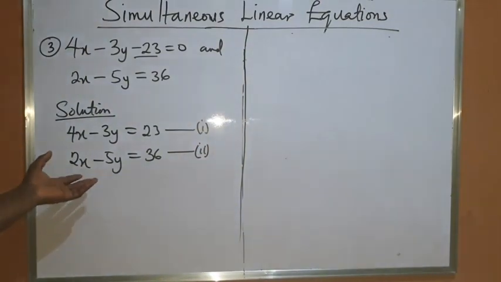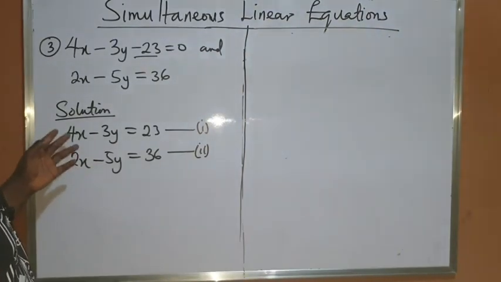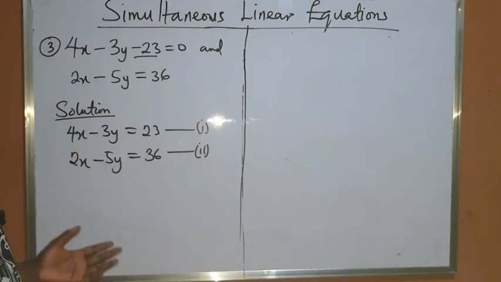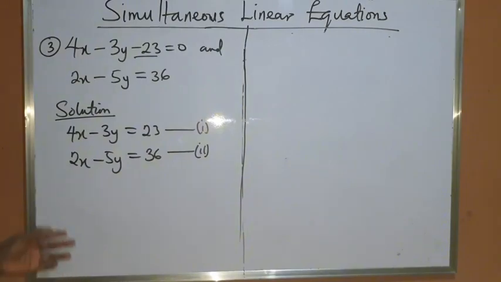What they ask us to use the substitution method to solve this. You notice that none of the variables has one as its coefficient. So what are we going to do? We can still make use of it, but we're going to have fractions. So we just look at it.